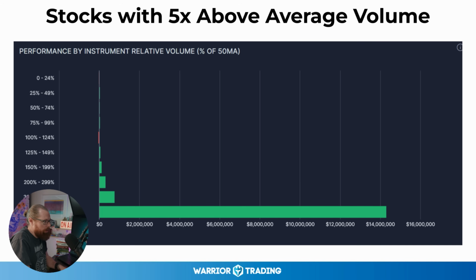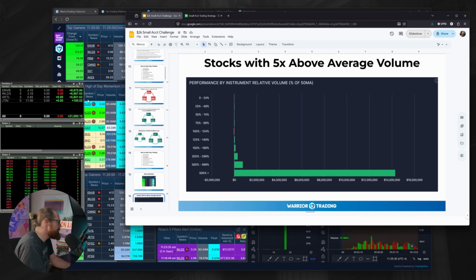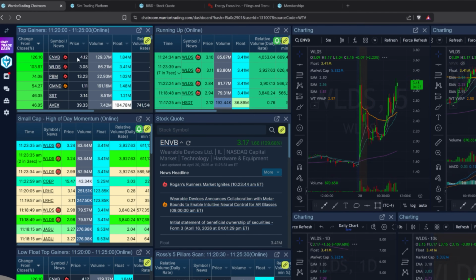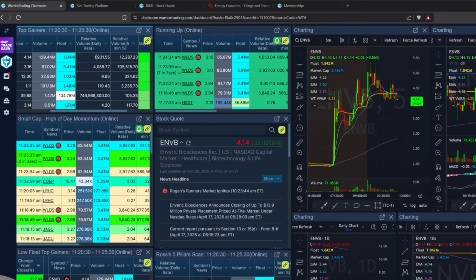But there's a theme, a common denominator, if we look at all of my biggest winners. The first is that I make the most money on stocks that have 5 times higher volume on the day that I'm trading it than their 50-day average. So why would a stock have 5 times more volume today than what it averages? Well, we can look back to this example right here. We've got ENVB. ENVB today, right now, is actually trading 1,931 times higher volume than its average.